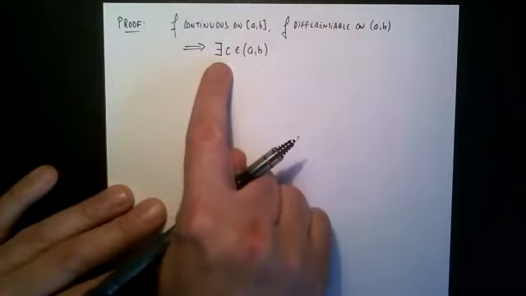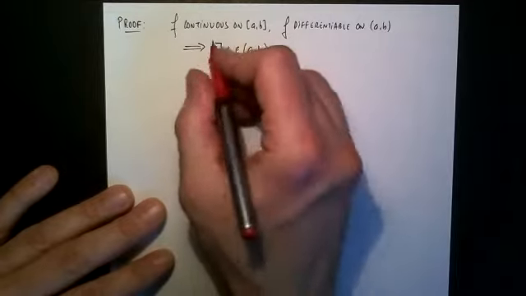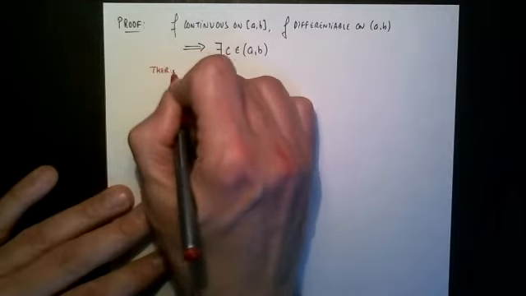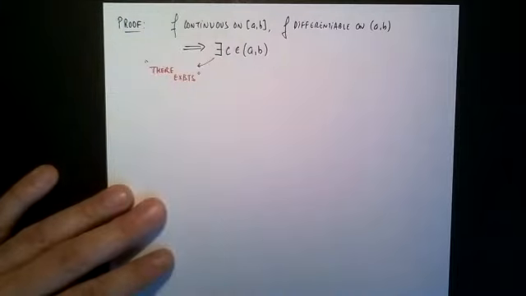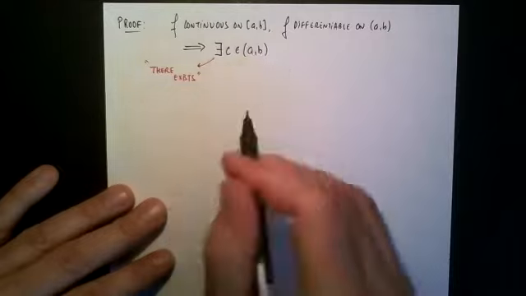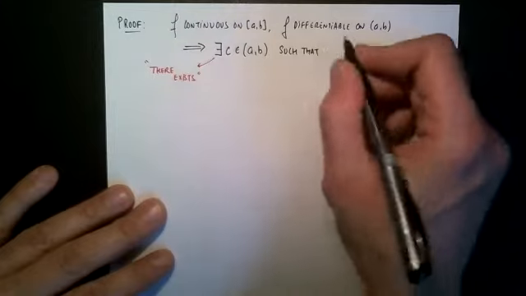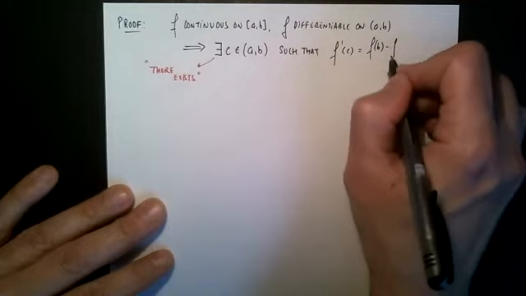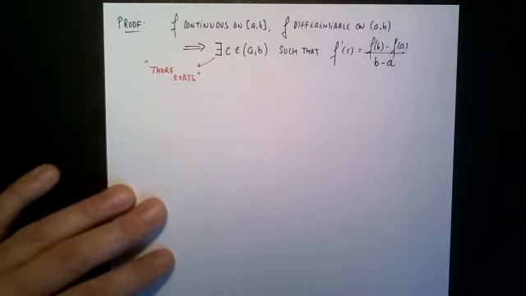Have you ever seen this symbol before? Anybody? No? Yes? Okay, some of you haven't. So this means there exists a c in (a, b) such that f prime of c is equal to f of b minus f of a over b minus a. Okay, that's what we want to prove.